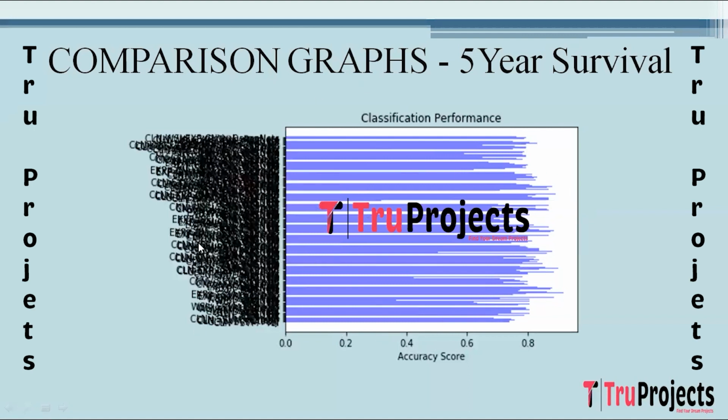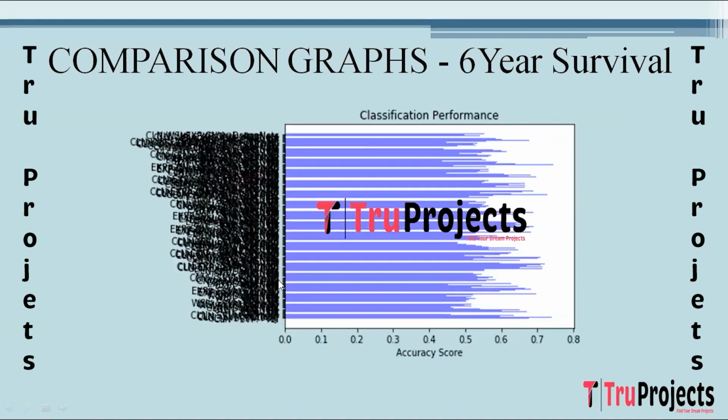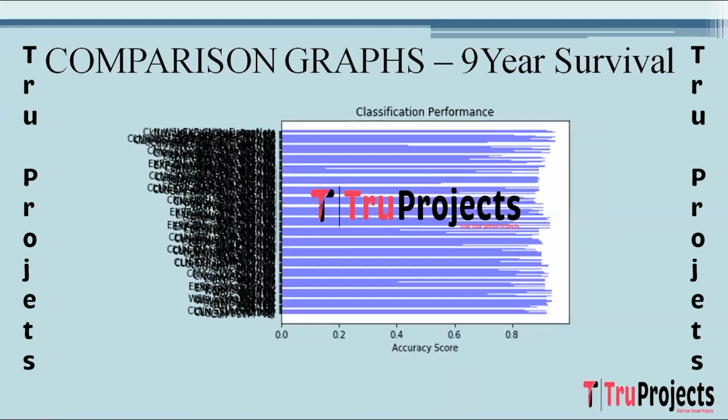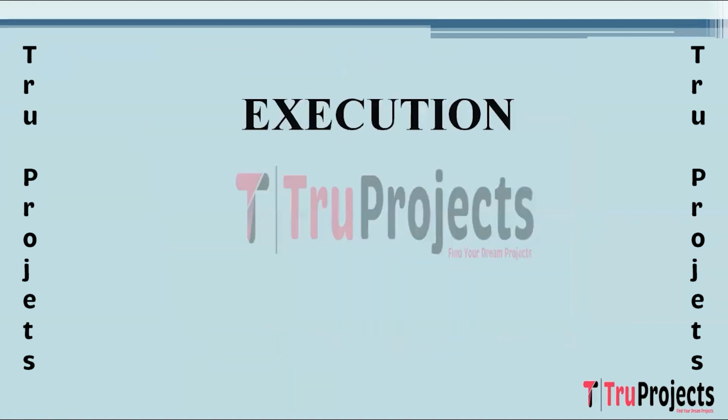So this is the horizontal bar graph comparing accuracies of all the algorithms. In this graph on the x-axis I have accuracy scores and on the y-axis I have algorithm names. So accuracy measures the overall correctness of predictions, showing the percentage of correctly classified instances. So similarly we can see accuracy score comparison graphs for survival prediction models at 6, 7, 8 and 9 years survival in these slides. So the algorithm which is best performing will be used for predictions.